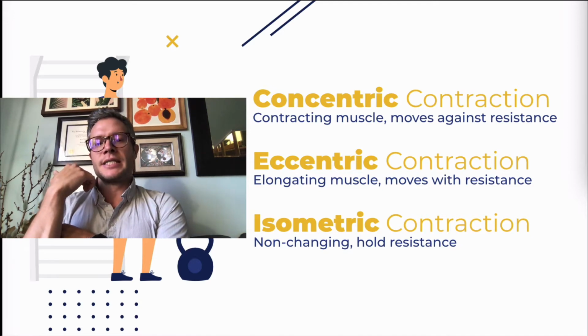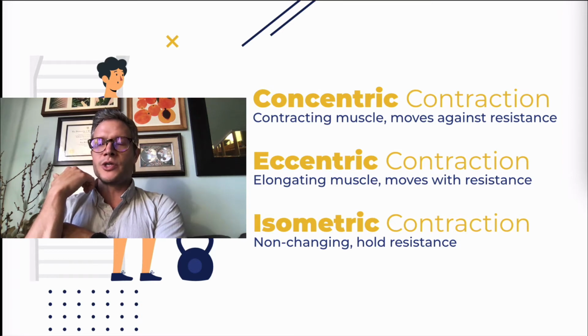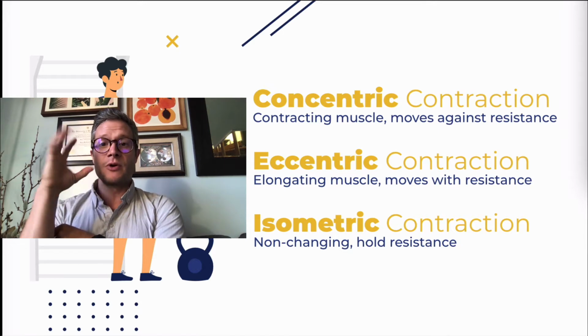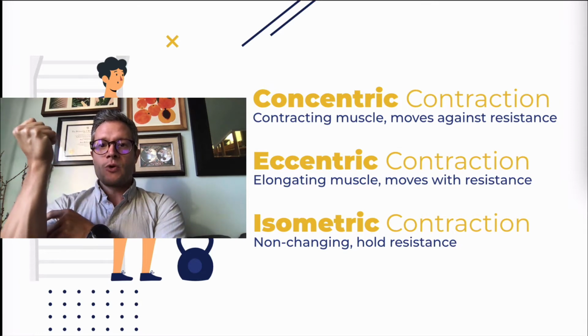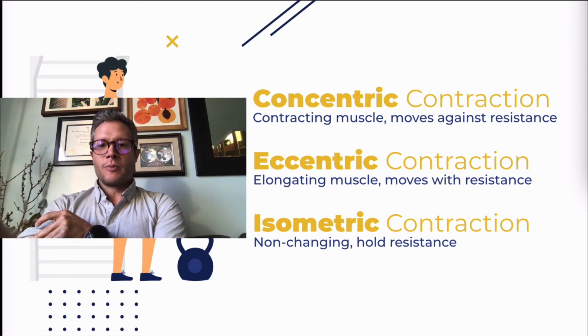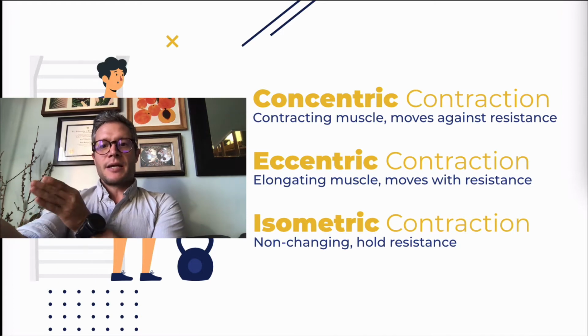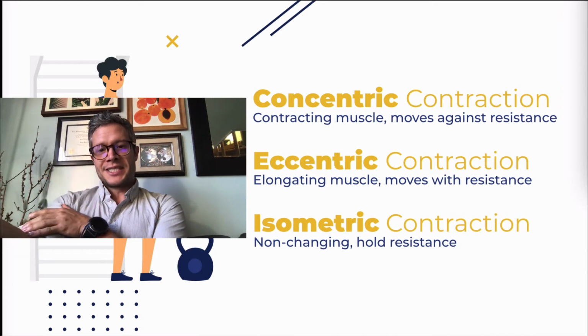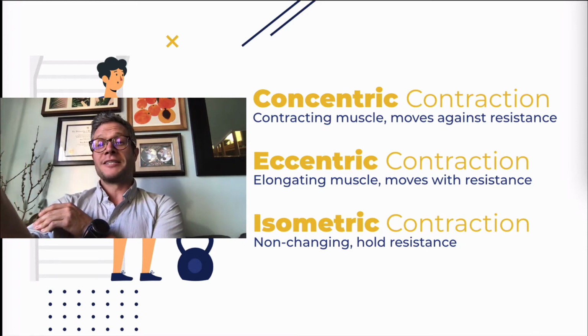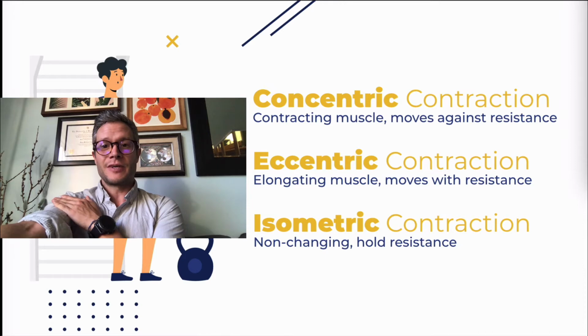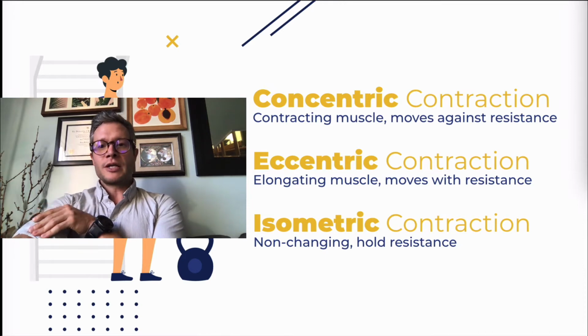Eccentric contraction is any time that the muscle gets longer while also working against some sort of resistance. So if I held something really heavy in my hand, like a dumbbell, and I was slowly letting my arm move this way, my bicep is getting longer but still resisting against gravity. And so that's called an eccentric, as the muscle elongates, okay?